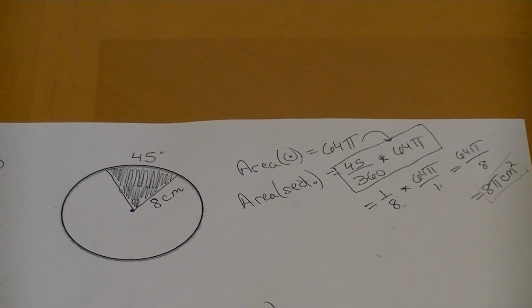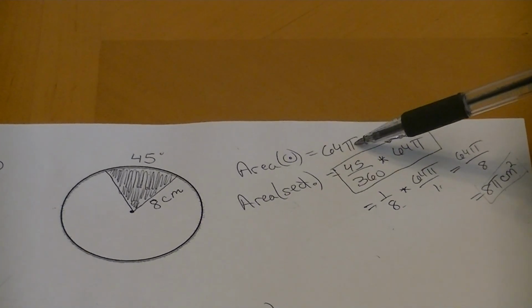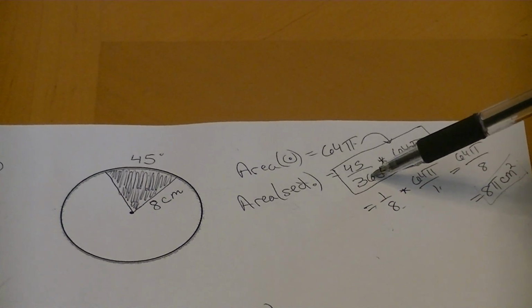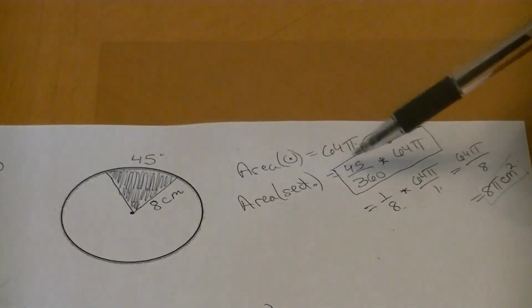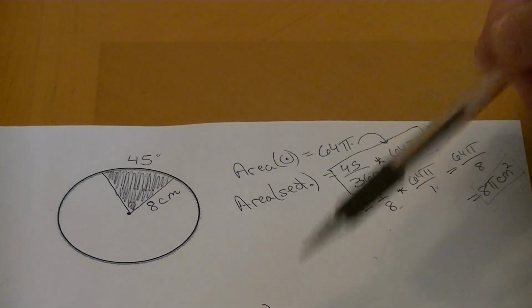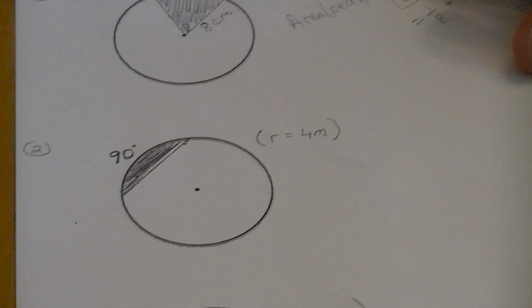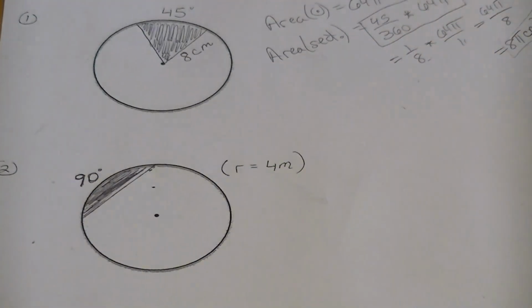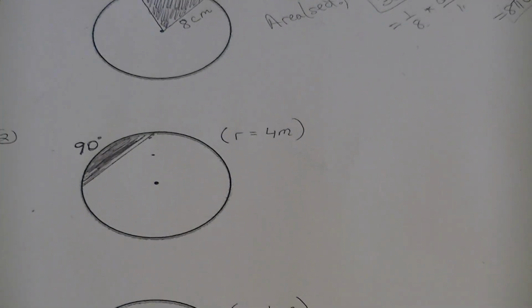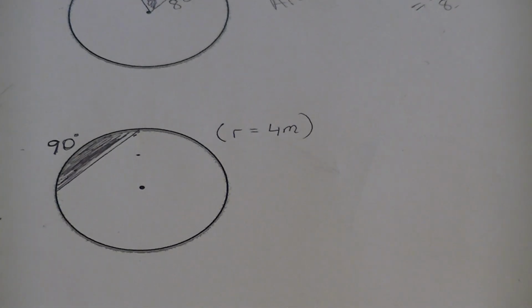So that's all you need to do for sectors, is get the area of the whole circle and multiply by the appropriate fraction. How many degrees out of the 360? Let's move on to the more interesting segments of circles. Number 2. So how do we get the area of that funny looking thing?